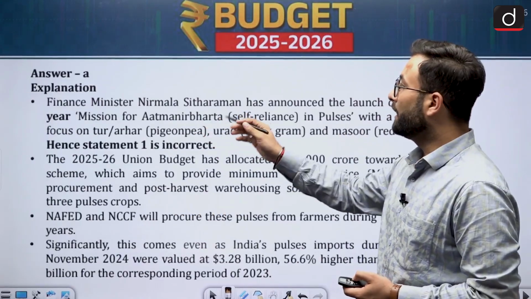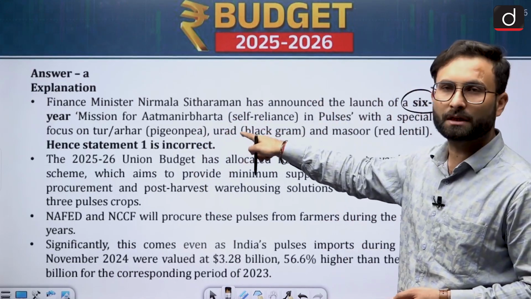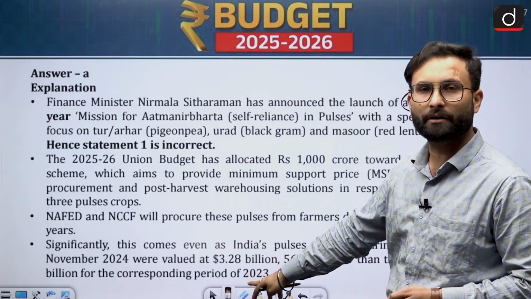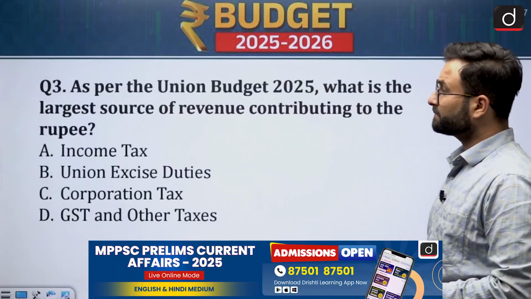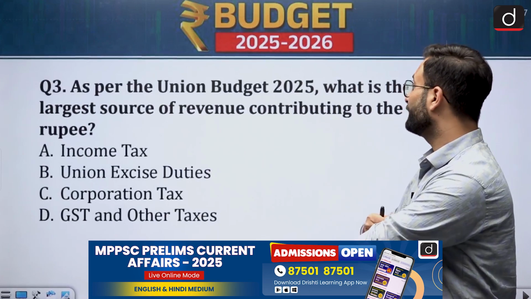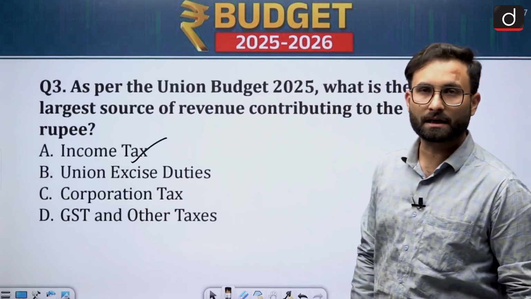Here you can see Finance Minister Nirmala Sitharaman has announced the launch of a 6-year mission on Atmanirbharta in the field of pulses. Other than that, all the statements we have already covered in this particular discussion. Okay, coming to question number 3. As per the Union Budget 2025, what is the largest source of revenue contributing to the rupee? That is income tax. Okay, so option A is your right answer, income tax.